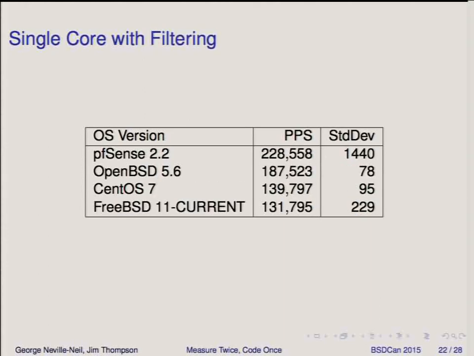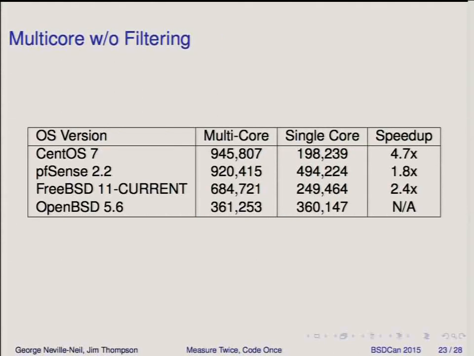Then we turn filtering on. And in single core with filtering, current doesn't do so well. But it does come in just behind Linux, which is how we like to really position the BSDs, right? We're just behind Linux. So again, even with filtering, pfSense is ahead of OpenBSD. You see that we've got these standard deviations in packets per second. So you're going to see a really wild one in a bit that I haven't been able to beat into submission. So pfSense, OpenBSD, CentOS, FreeBSD current. And this is current as of February, I should probably put the date on the slides at this point, February 2015.